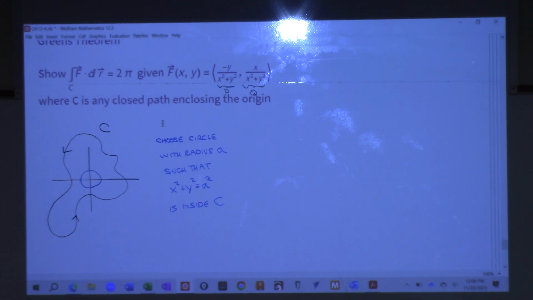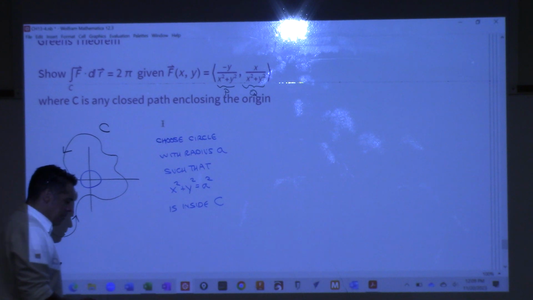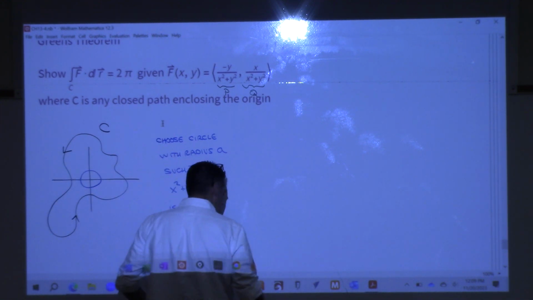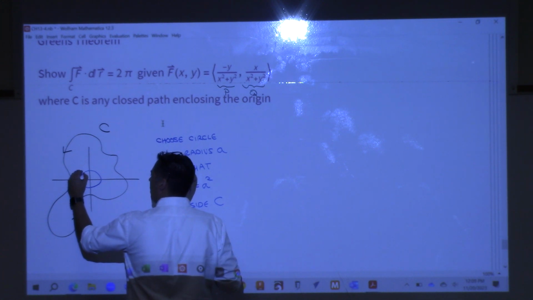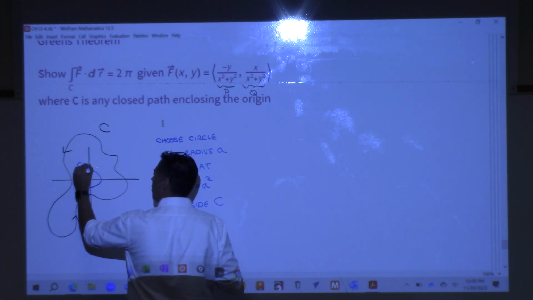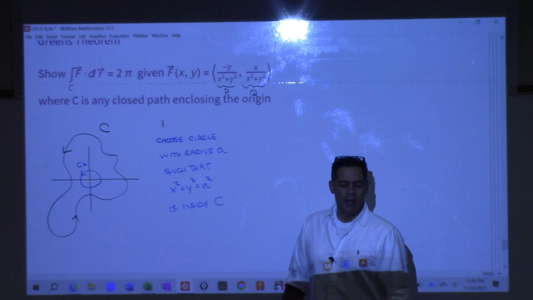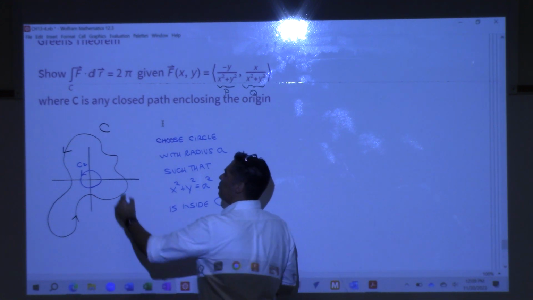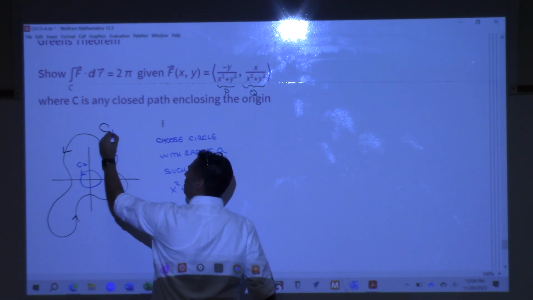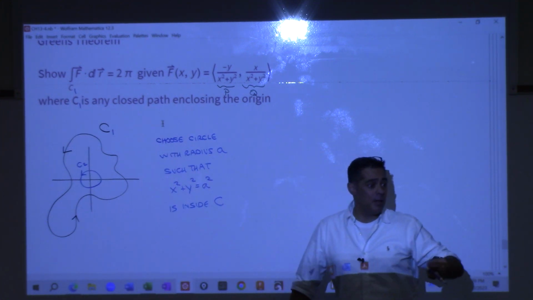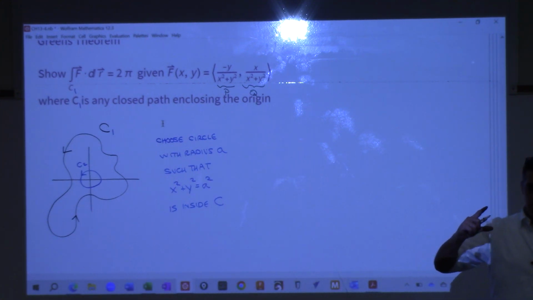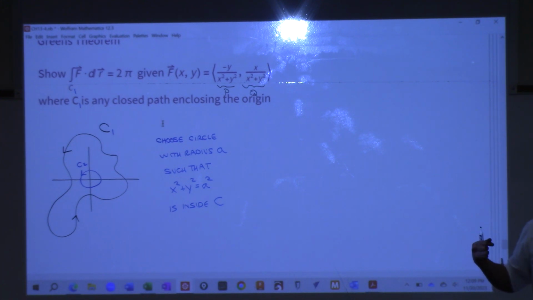Now, what am I going to do? I'm going to split this up, right? Let's call this circle C2, okay? And just to make things easy for us, let's go back and call this curve C1. That way it matches the formula we just did, right? With the hole, the region with the hole, we had a C1 and we had a C2.